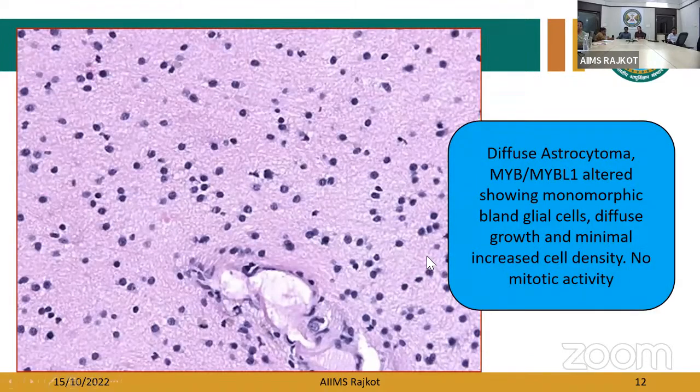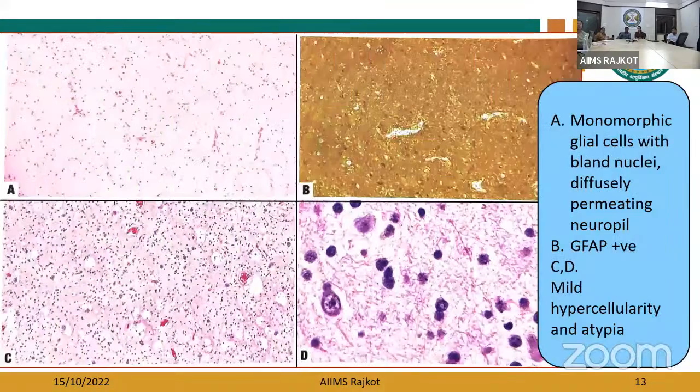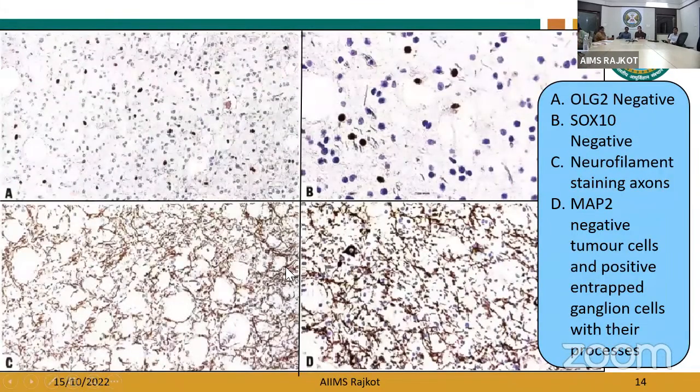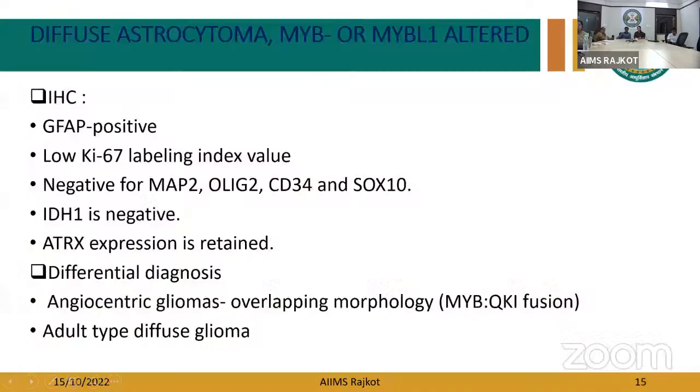So this is the picture showing minimal atypia with monomorphic bland glial cells. Here image A is showing monomorphic glial cells, image B is showing strong diffuse GFAP positivity, images C and D showing minimal atypia with entrapped neurons. Here image A is OLIG2 negative, image B SOX10 negative, image C neurofilament, and image D MAP2 negative with few positive entrapped ganglion cells.